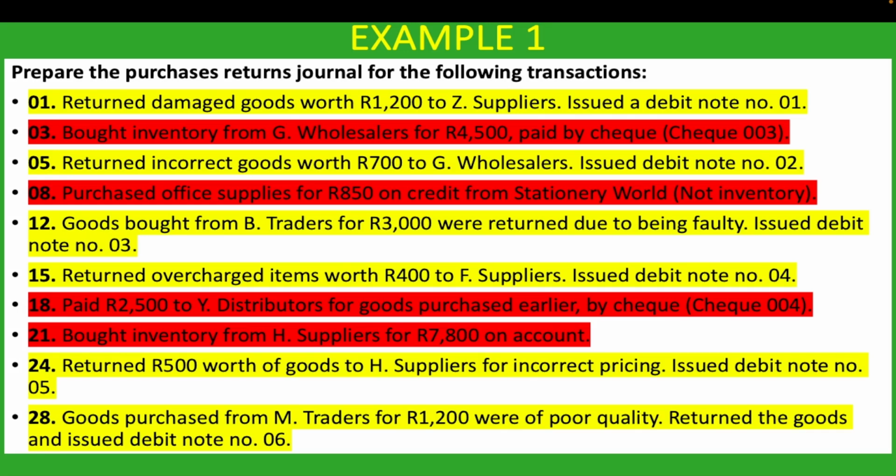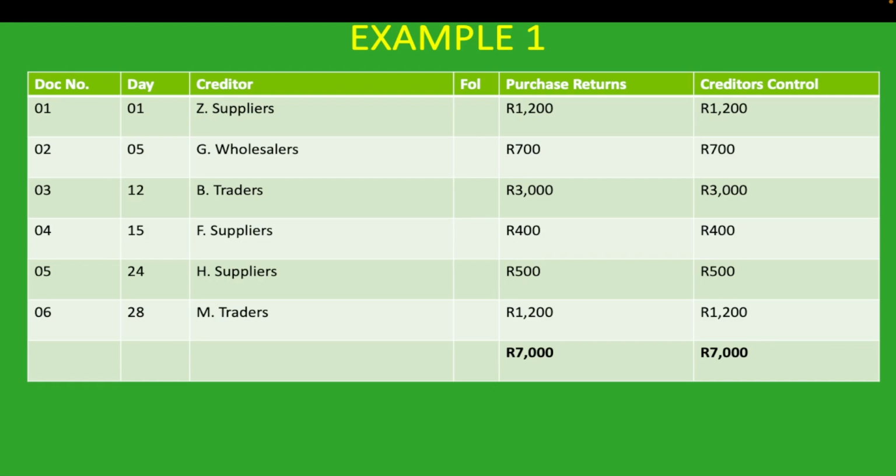But now that we are done, the only thing that we need to do is just go back and put our totals at the bottom here. So I'll go right there, and then you can see here I've already totaled it: it's 7,000 rand for purchases returns. Of course, it's going to be the same amount as the creditors control.